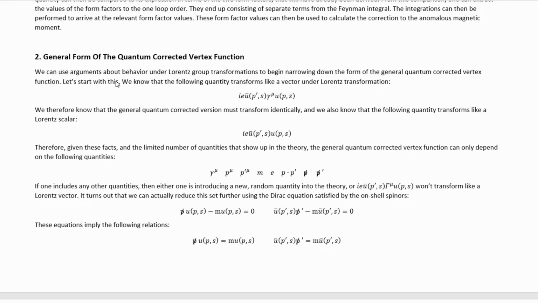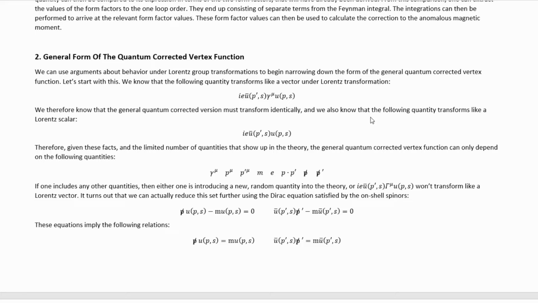We can use arguments about behavior under Lorentz group transformations to begin narrowing down the form of the general quantum-corrected vertex function. Let's start with this. We know that the following quantity transforms like a vector under Lorentz transformations, and the Lorentz group generally. We therefore know that the general quantum-corrected version of this quantity must transform identically, because if it doesn't transform like a vector too, then the theory wouldn't be Lorentz invariant.